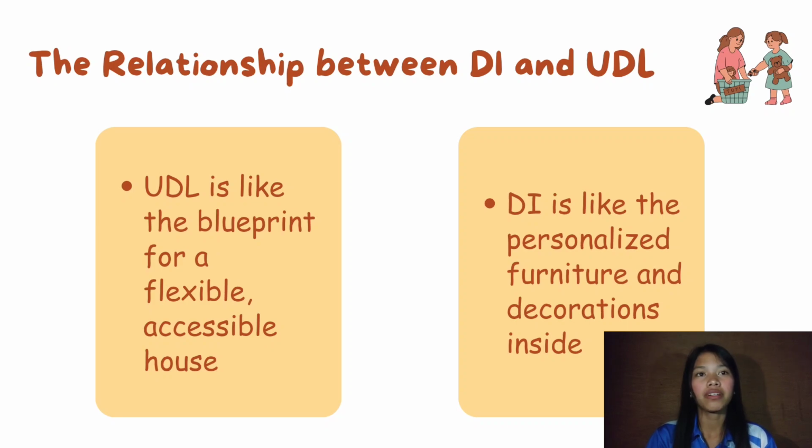Next is the relationship between DI and UDL. Now, how do DI and UDL work together? They are not rivals, they are perfect partners. Think of UDL as the architectural blueprint for building a flexible, accessible house with wide doorways and adjustable counters from the ground up. DI is like the personalized furniture and decorations you bring in to meet the specific needs of each family member living inside.